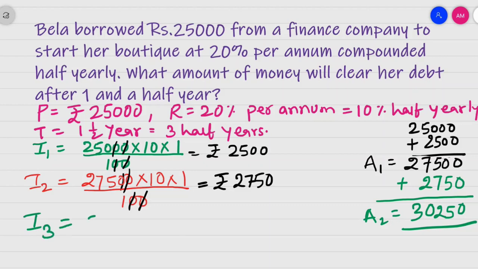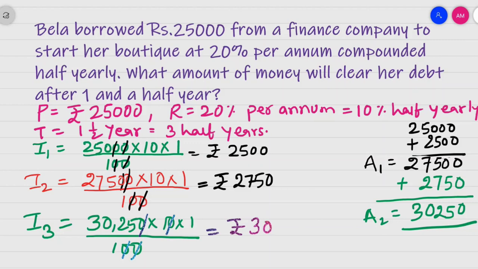So let us see what will be the interest during the third half year. So we will be calculating on the principal 30,250. Now rate will be 10 into 1 divided by 100. Okay. So now let us cancel the zeros. So you are getting interest 3025.